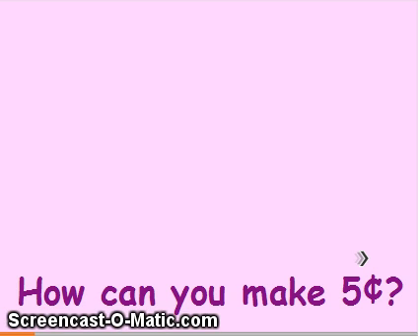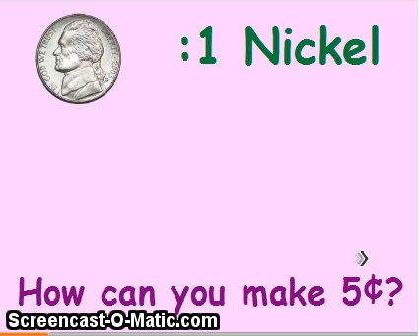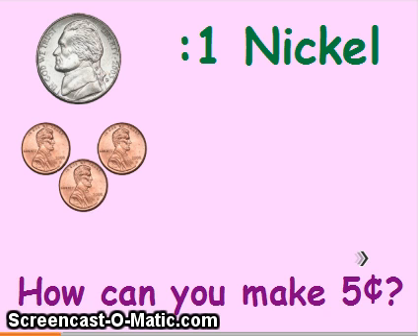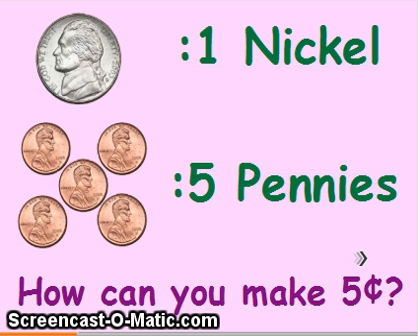Now, how can we make 5 cents with what we learned already? Well, we know that 1 nickel equals 5 cents. And we know that a penny equals 1 cent. So 5 pennies would equal 1 nickel. Let's count out loud together the 5 pennies. 1, 2, 3, 4, 5. 5 pennies make 1 nickel, or 5 pennies make 5 cents.